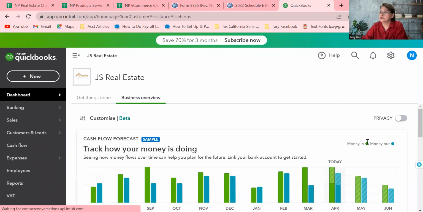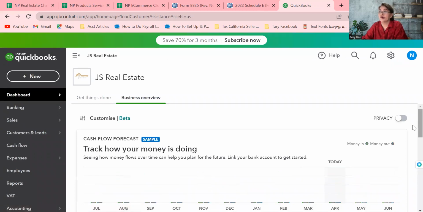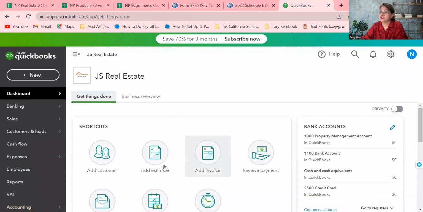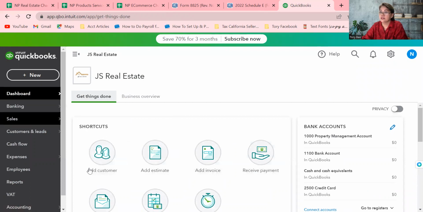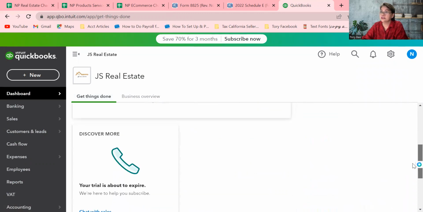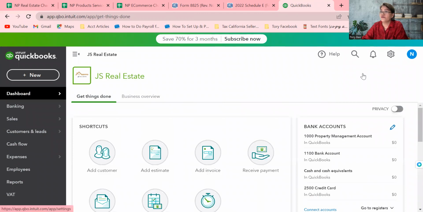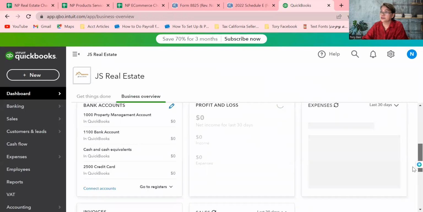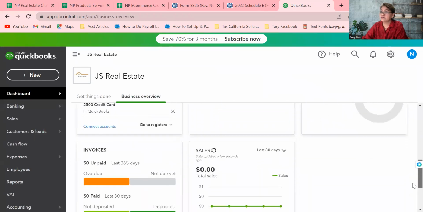Okay, now, so getting things done, we click it. This is the shortcut. These are the tasks, quick access to the tasks that you're going to do here inside QuickBooks. The business view, you still don't have any transaction here. So yeah, it's zero yet, okay?